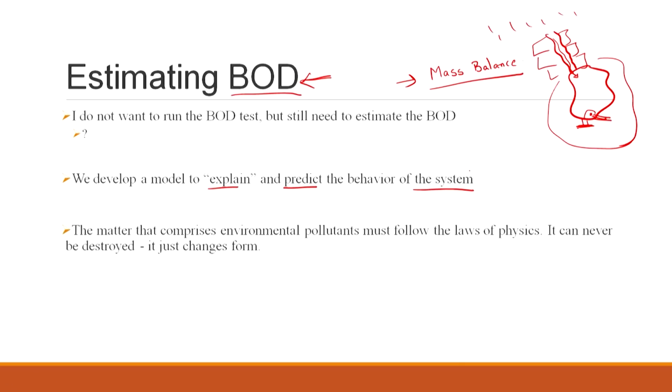The key aspect is that matter must follow the laws of physics. I think you are the expert here. It can never be destroyed, it just changes form. So that's why we are looking at mass balance here. But here I am talking about systems: compounds coming in, compounds leaving the system, undergoing reactions. So what am I concerned with? I am concerned with mass coming in, mass going out, and reactions occurring in the system that can affect its concentration.